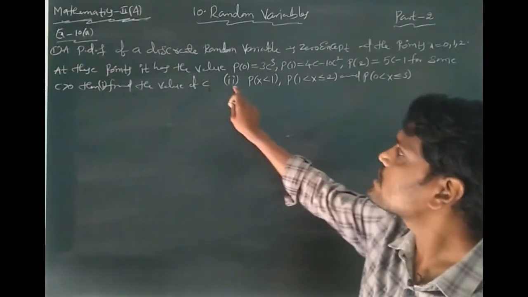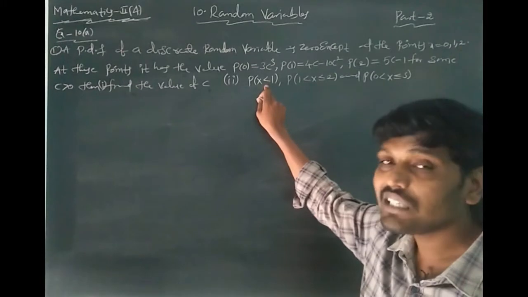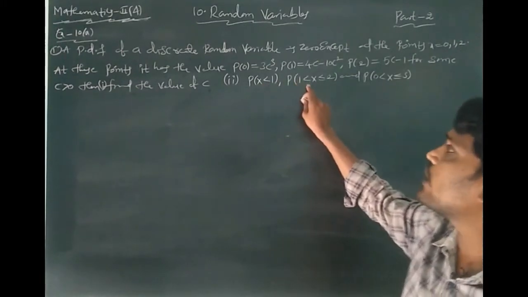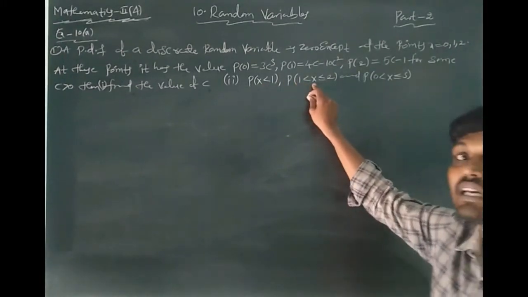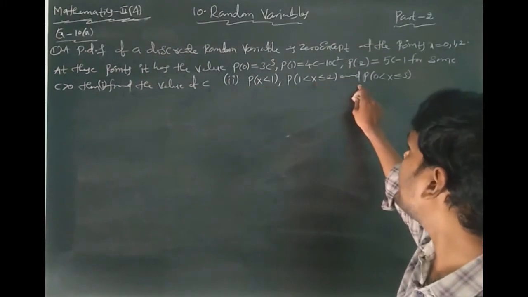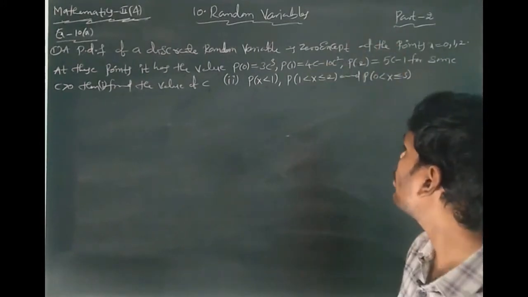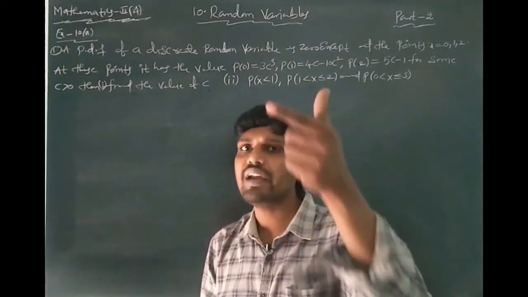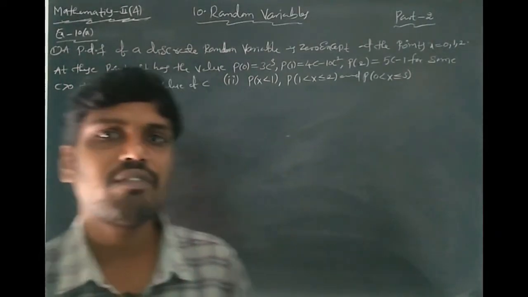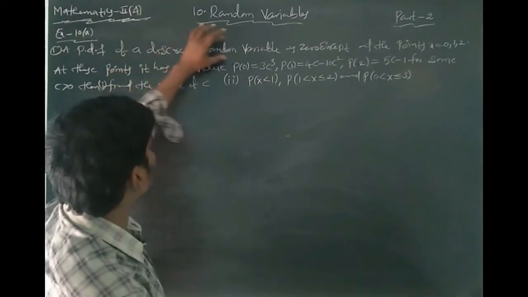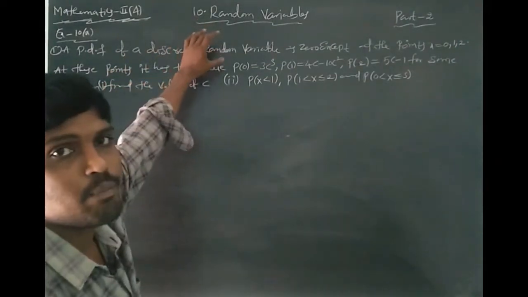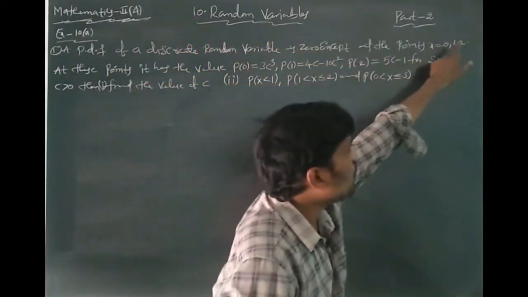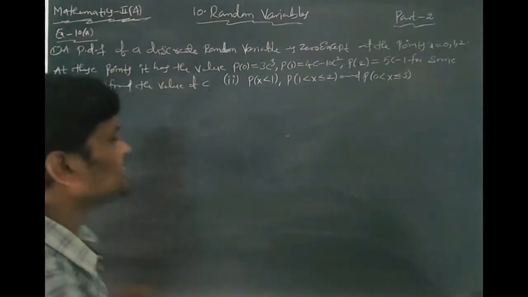First problem. Second problem: p of x greater than 1, p of 1 less than x less than or equal to 2, and p of 0 less than x less than or equal to 3. First you can find the c value. What is the range of this discrete probability function? The range is 0, 1, 2. First you can construct the table.